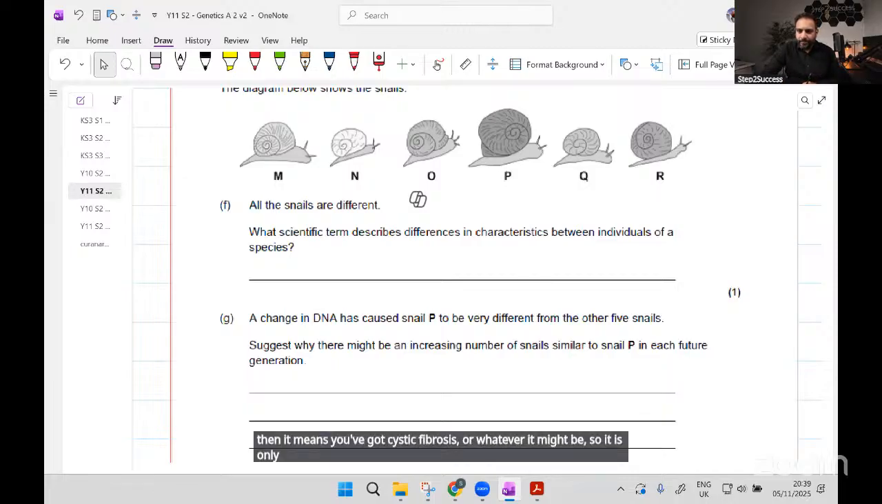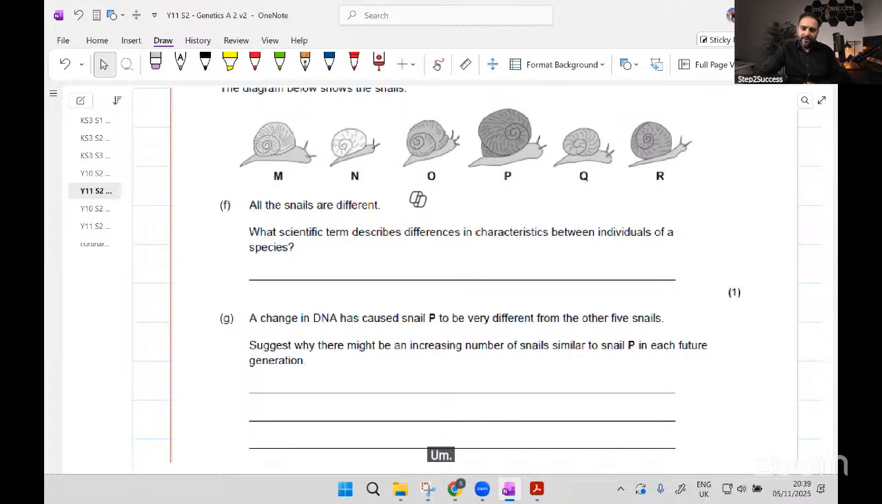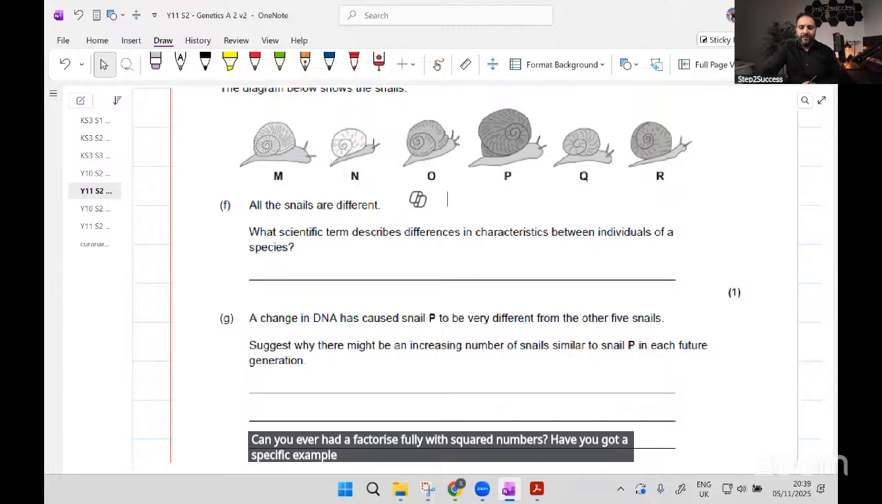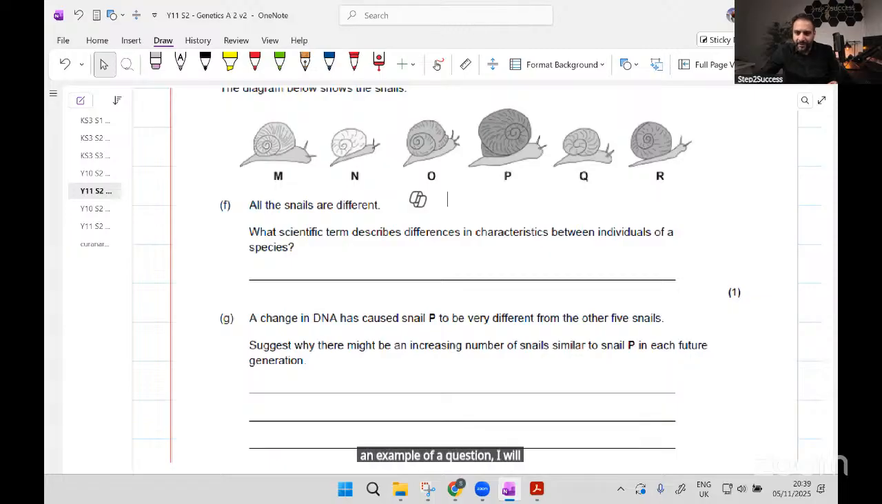Can you learn how to factorize fully with squared numbers? Have you got a specific example of a question when you say factorize fully with squared numbers? If you write an example of a question, I will explain, because that question is a bit vague.